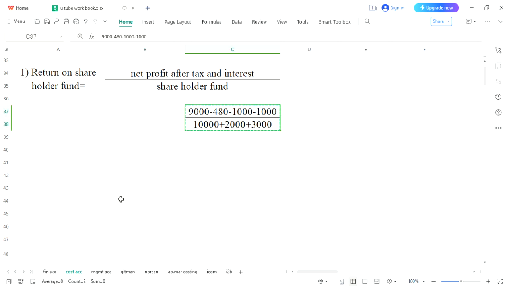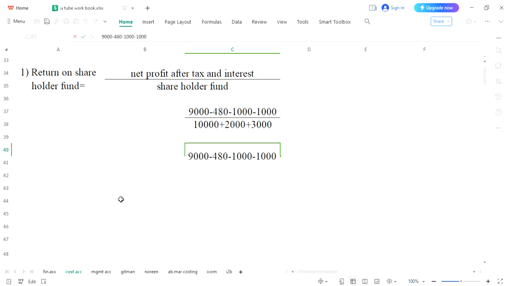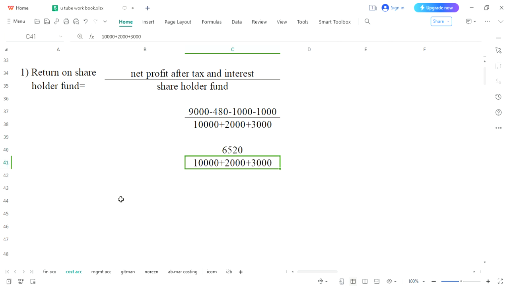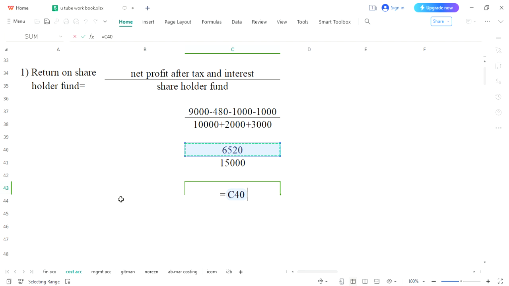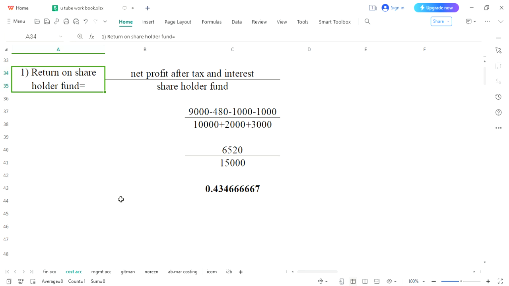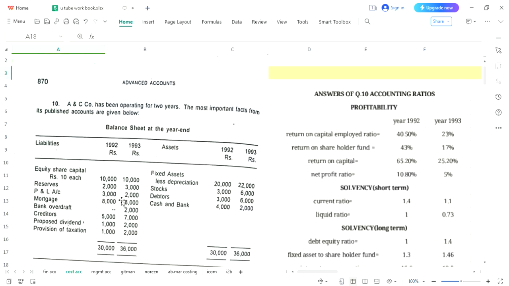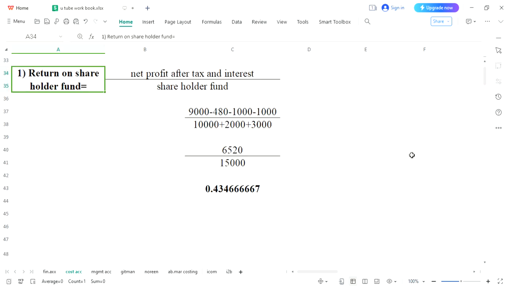Now after putting in the amounts, we are ready to solve it. First we calculate net profit after tax, which became 6,520. Then shareholder fund became 15,000. Net profit after tax 6,520 divided by shareholder fund 15,000. So we have got our first answer, 0.43. Let's check it out. Okay, return on shareholder fund 43%, and our answer is 43.